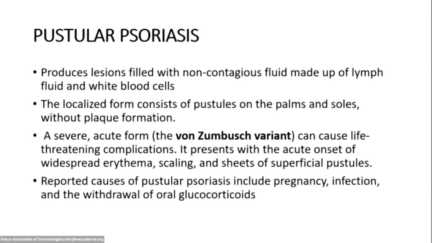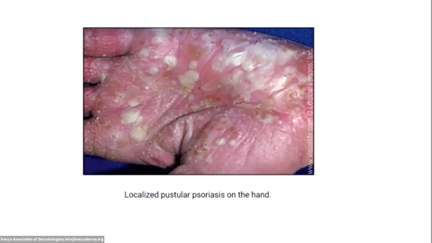So we'll touch a bit on pustular psoriasis, but this will be dealt with more deeply by my senior colleague, Dr. Kiprono. So pustular psoriasis can either be localized or generalized. The localized form tends to affect the palms and the soles, and the severe form, which is known as the von Zumbusch variant, has more widespread erythema, scaling, and superficial pustules. Some of the causes thought to lead to this pustular form of psoriasis include pregnancy, infection, or even withdrawal of oral glucocorticoids.